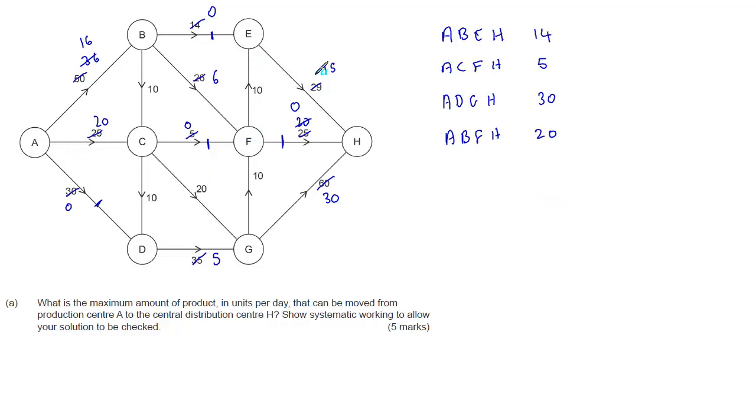A, B, F, E, H is possible. So A, B, F, E, H. The smallest is the 6, so that's how much we can get along there. So that's now 0, and that's blocked off now as well. That knocks this one down by 6, so that's now on 10. This one will become 4, and another 6 off of there makes that one 9.